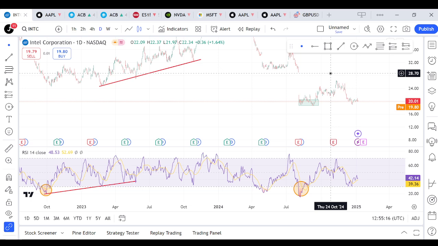So remember to manage your risk when trading based on overbought and oversold signals. Use appropriate stop loss orders and position sizing to protect your capital in case the market moves against your expectations.